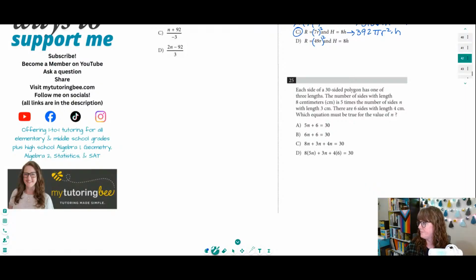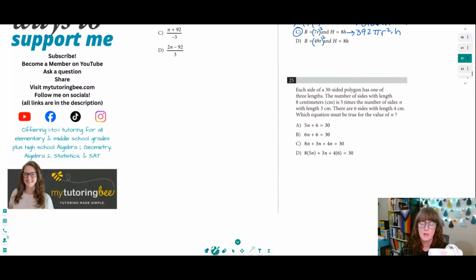All right, let's go to 25. Each side of a 30-sided polygon has one of 3 lengths. The number of sides with length 8 centimeters is 5 times the number of sides n with length 3 centimeters. There are 6 sides with length 4 centimeters. Which equation must be true for the value of n?